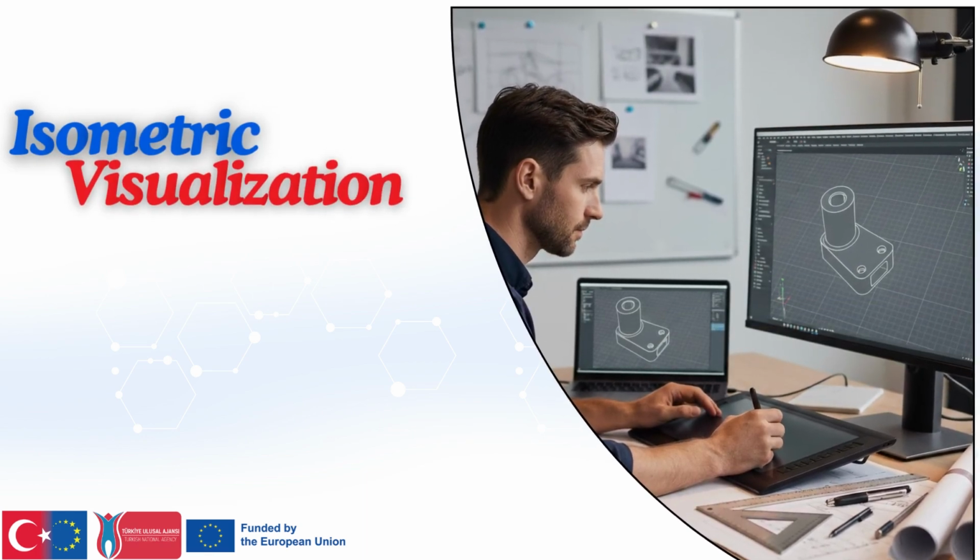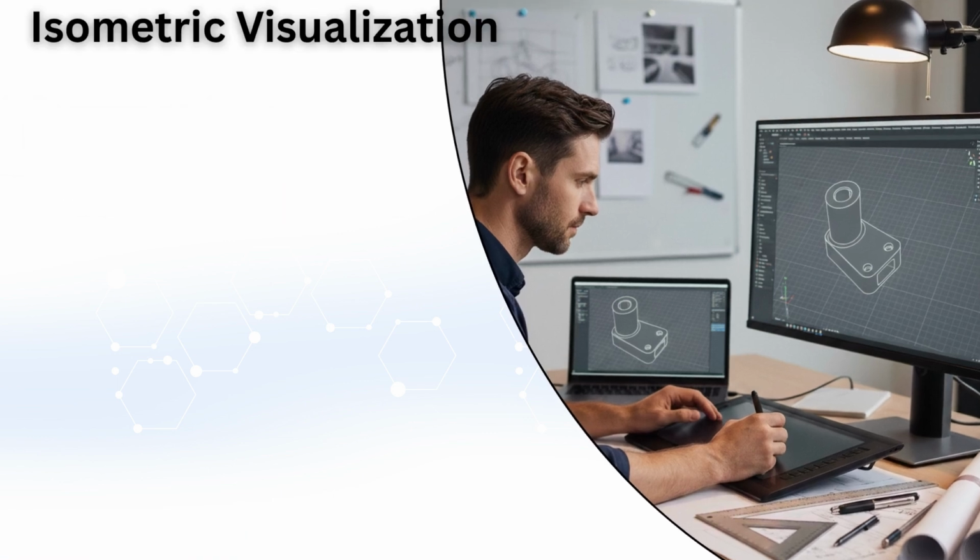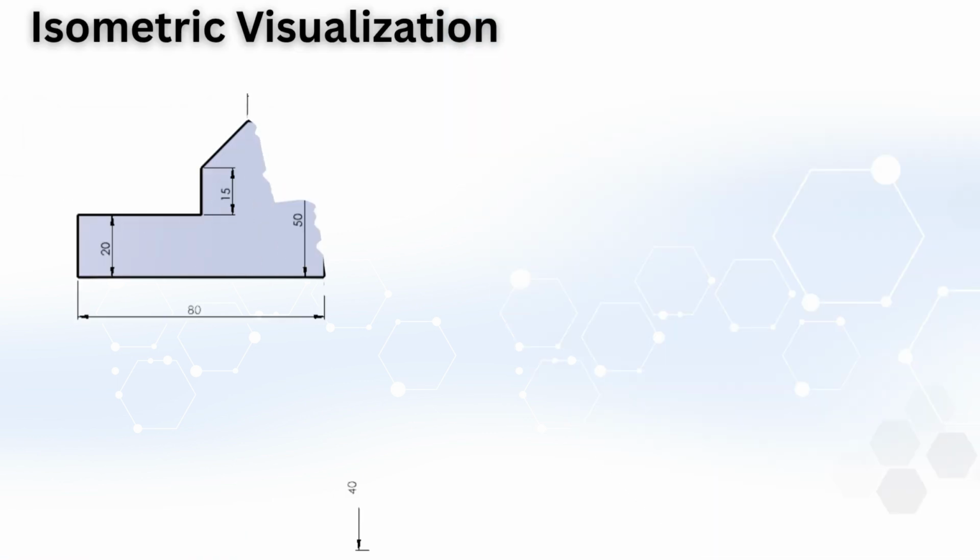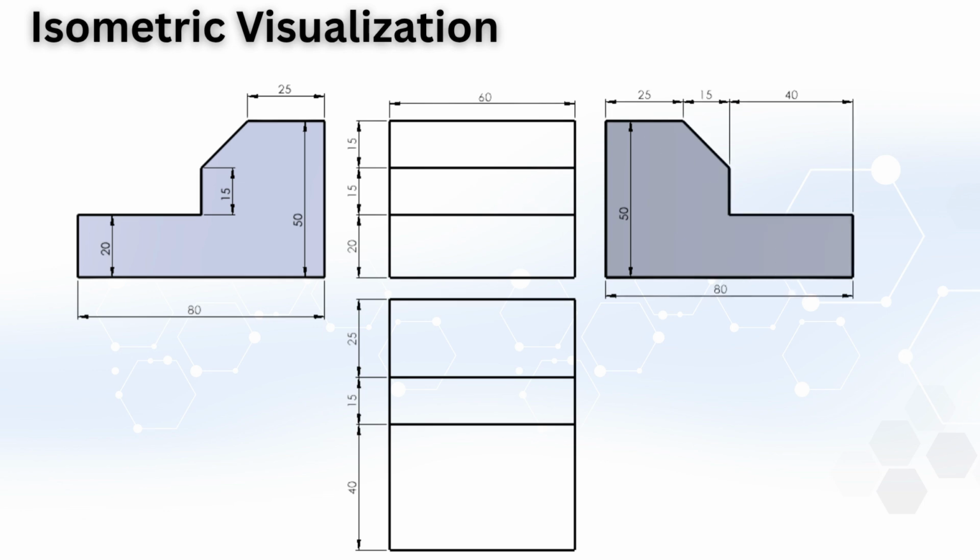This video explains how to create an isometric drawing of a part by using its orthographic views. The drawings shown on the screen are the front view, top view, and side view of the object. These are two-dimensional technical views. The aim is to transfer the information from these views correctly and obtain the three-dimensional isometric representation of the part.